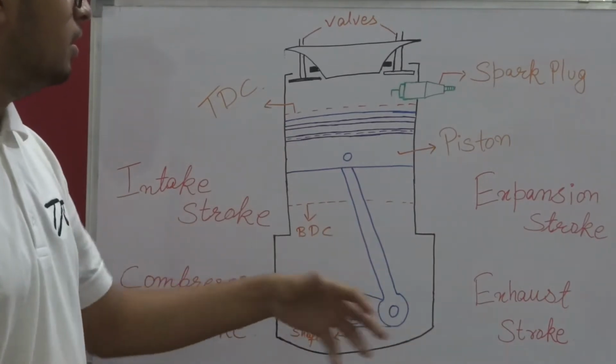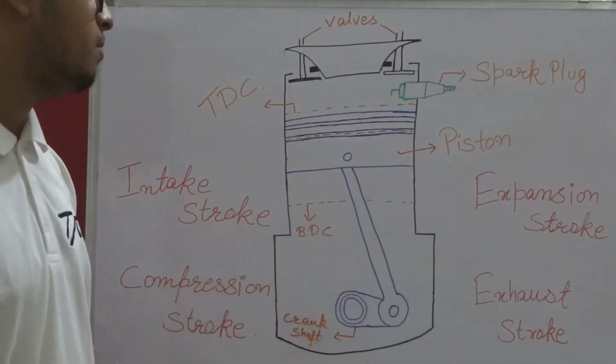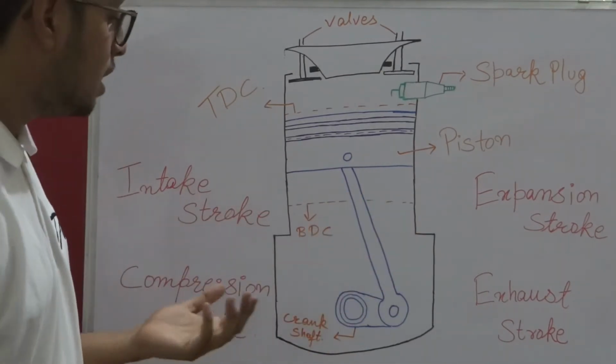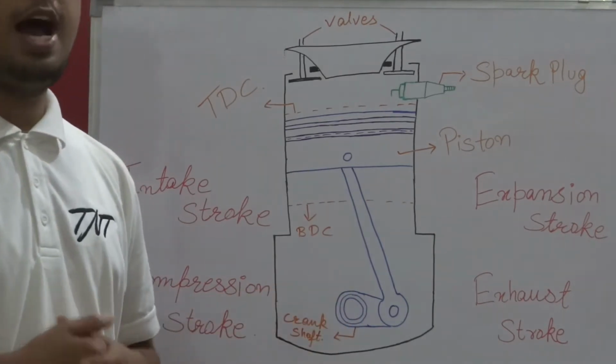Basically, there are some nomenclatures that are represented over here and some of the important major components involved in this process to complete a one-stroke cycle. And to know more about this, I have a link in my description.